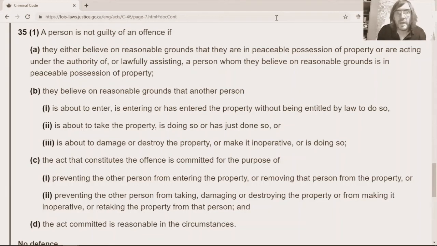C, the act that constitutes the offense is committed for the purpose of preventing the other person from entering the property or removing that person from the property, or preventing the other person from taking, damaging, or destroying the property, or from making it inoperative, or retaking the property from that person. And D, the act committed is reasonable in the circumstances. This too represents a considerable simplification and unification of the defense of property.